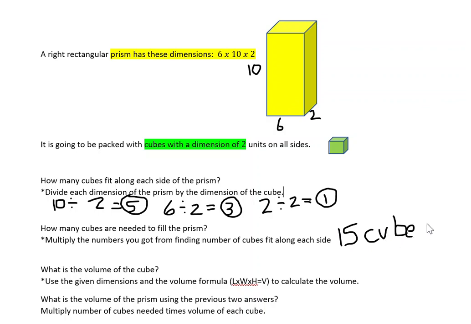Now, those 15 cubes each have a volume. What is the volume of a cube that has dimension of 2? Well, how do we find volume? We can use the volume formula, length times width times height. So for the cube, the volume is 2 times 2 times 2, because each dimension is 2, or 2 to the third power, 2 cubed, if we were thinking about exponents. Either way, the volume is 2 times 2 times 2, which is 8.